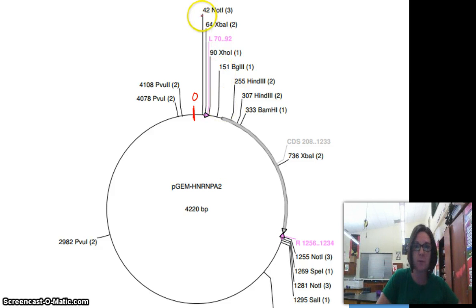So the first one we see at spot 42 is a NotI enzyme site. The number in parentheses after it tells you how many sites for that enzyme are on this vector. So NotI has a 3 in parentheses after it, meaning there are going to be 2 more sites where NotI is going to cut this plasmid. So we look around, and here's one down here, and here's another one here. Our total is 3 NotI restriction sites.